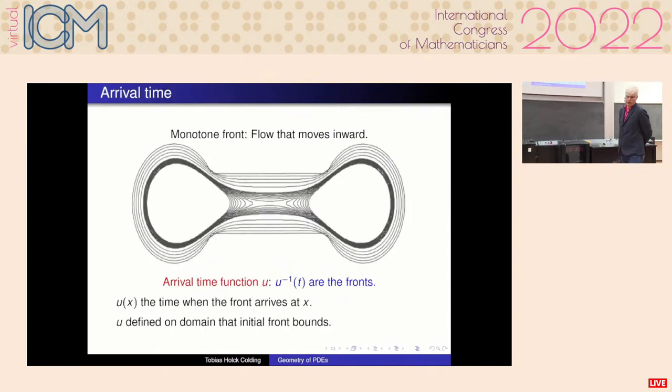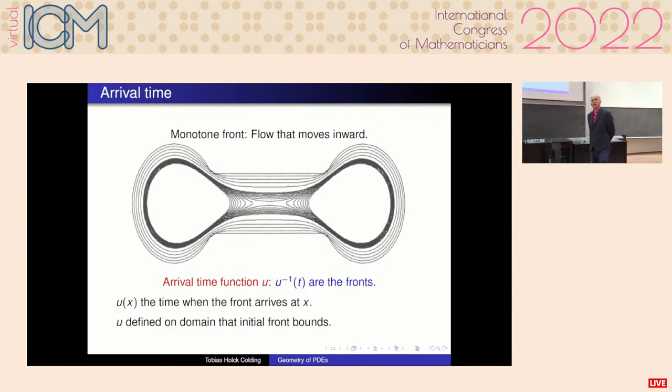Now I want to concentrate on when the flow is moving in a monotone way. This could be like a forest fire that, once it has burned out an area, is not going to return to that area. So you're looking at a front that is moving monotonically inward, like in this picture, and in fact in the two examples we looked at, both the marriage ring and the dumbbell, it was moving monotonically inward. Then the so-called arrival time function is the time when the front arrives. Since it's moving inwards, this gives you a well-defined function, the time it arrived, and once it has arrived, it's passing and never returns. That's the arrival time function.